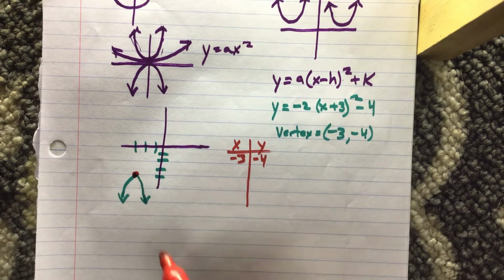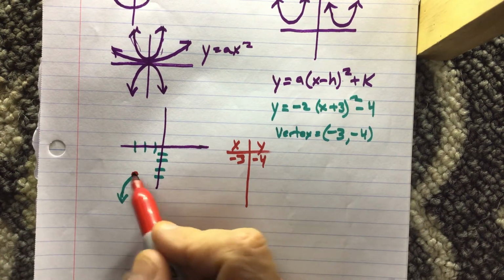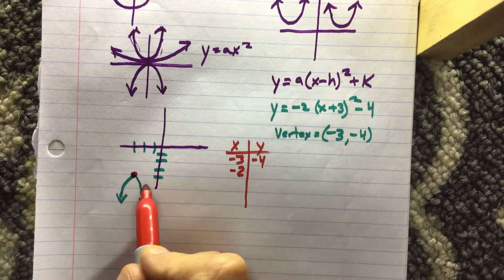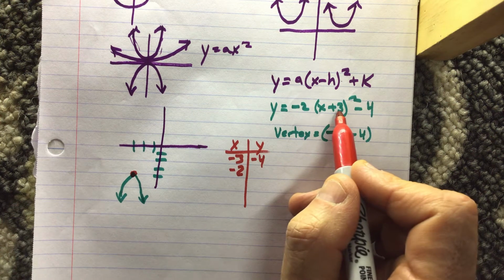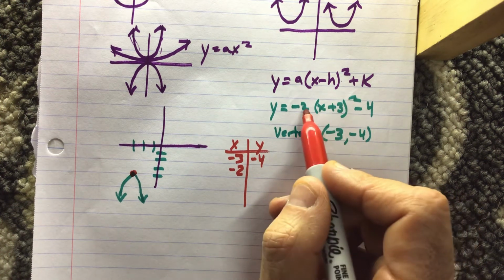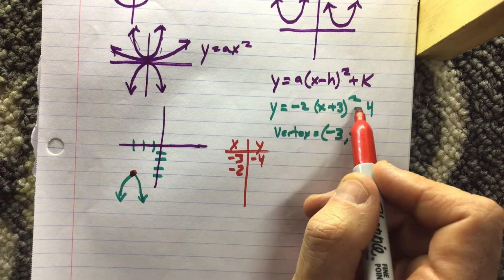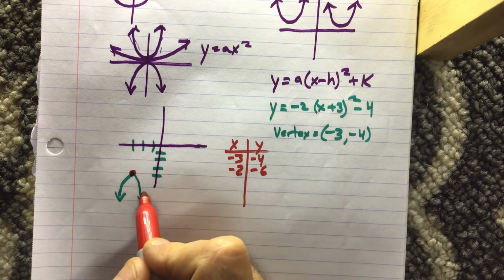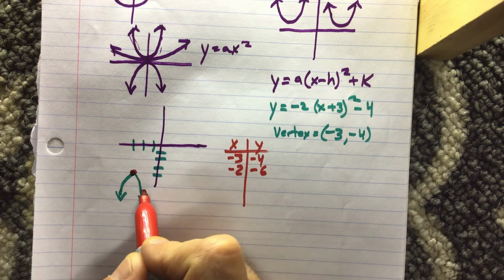So now I only need 2 more points if I want to get a nice graph either to the left or to the right. If I plug in negative 2, which is 1 step to the right, negative 2 plus 3 is 1. 1 squared is 1. Times negative 2 is negative 2. Minus 4 is negative 6. So negative 2, negative 6, right about here.